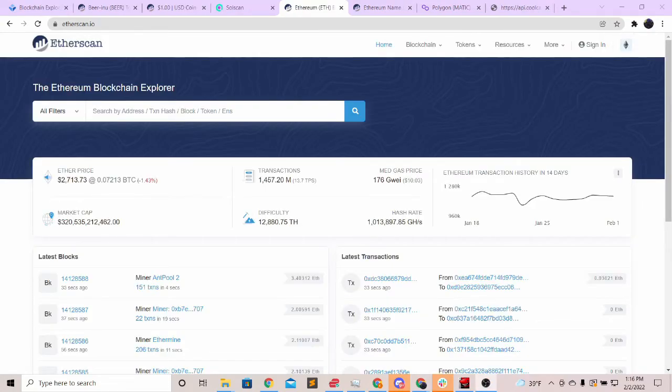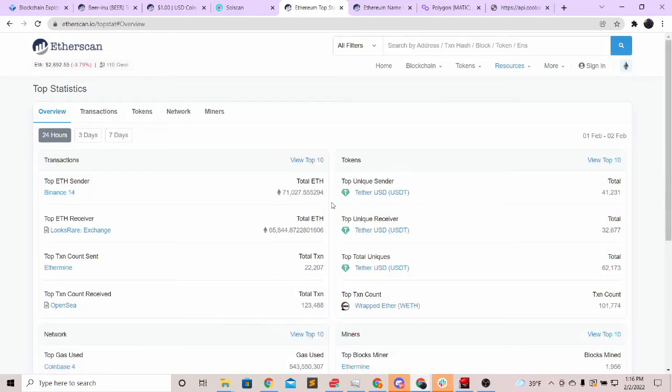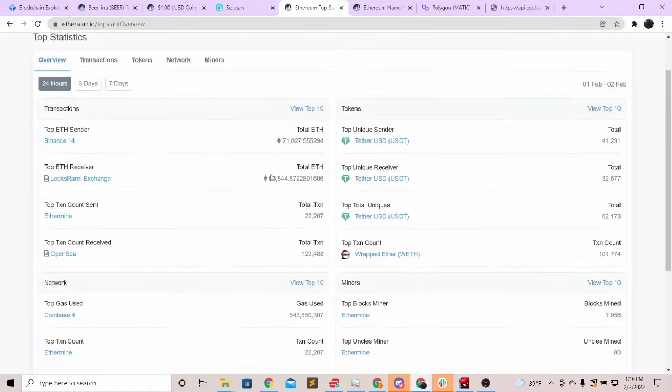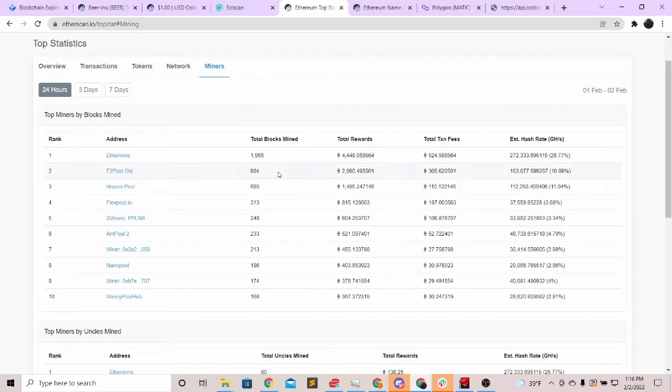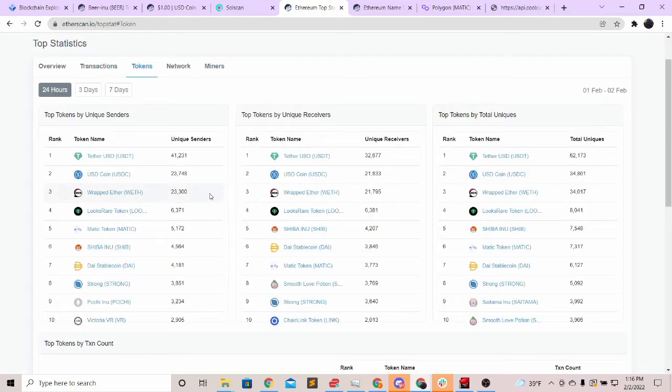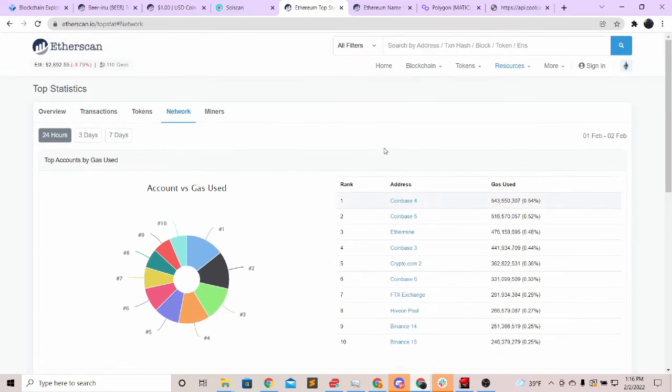And lastly, another cool thing that you can do with these block explorers is that you can look at some cool overall stats for the entire network. So on Etherscan, if you click on the resources tab up top, you'll see that you can choose charts and top statistics. Top statistics will just show you who some of the top users are of the network. So top sender, top gas user. We can see who the top miners are and how much hash rate they're using. We can look at what some of the top used tokens are, and just some general overall statistics about the network.